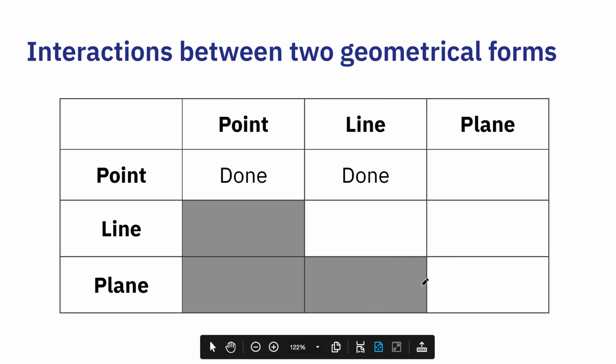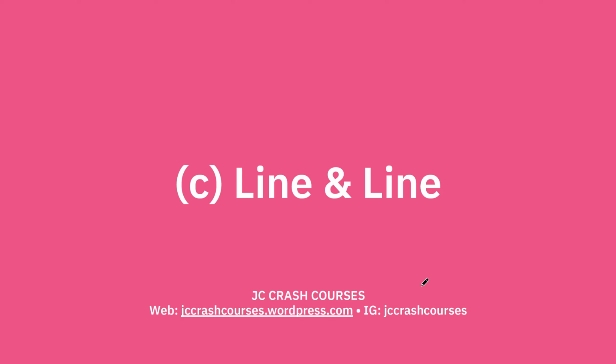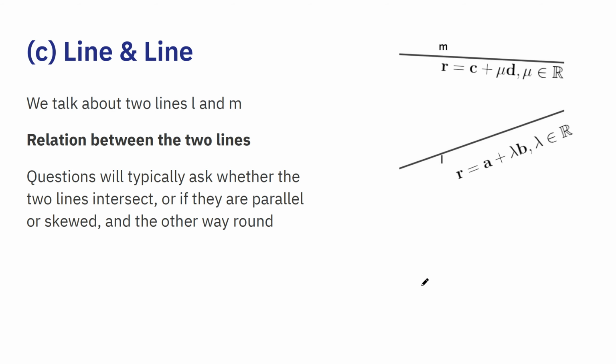Okay? So now we are done covering the 3 different types of interactions between a point and a line. And next we'll move on to line versus line. So we talk about two lines, L and M. Just now we're talking about a point and a line, right? Now instead of a point, we have another line. So this other line has a vector equation r equals c plus mu d, and the line L has r equals a plus lambda b.